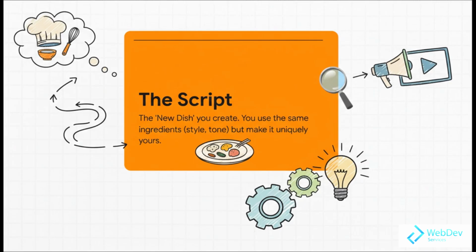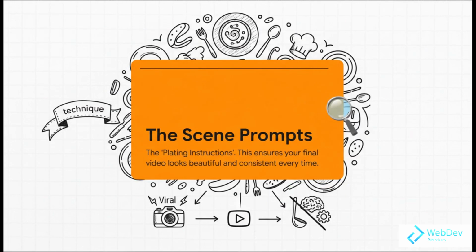You turn to your apprentice and say, "Awesome, you figured it out. Now use those same core ingredients, that style, that tone, but create a completely new and original dish just for my restaurant." And finally, the scene prompts. Those are your plating instructions. They're the detailed guide that makes sure your final dish, your video, looks stunning and professional every single time. Remember, you're learning the technique, you're not just stealing the recipe.